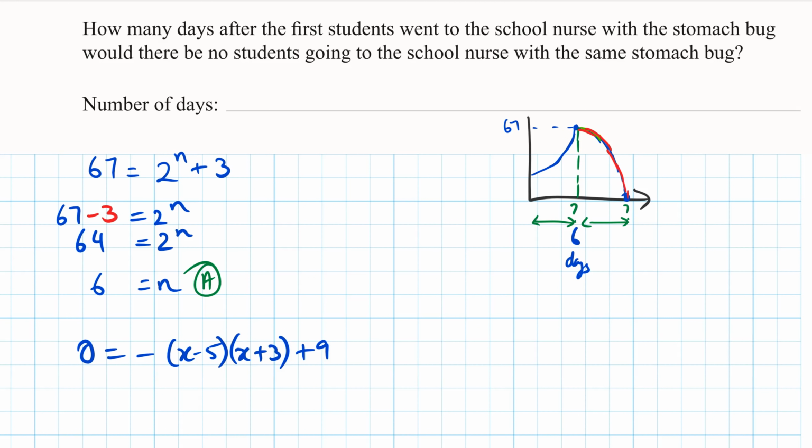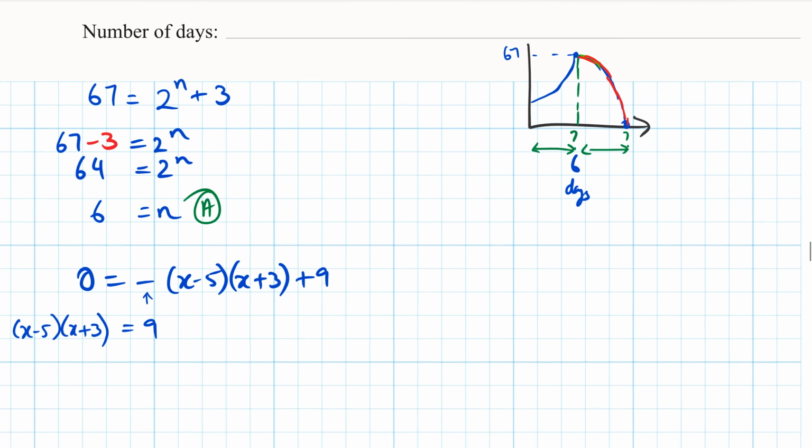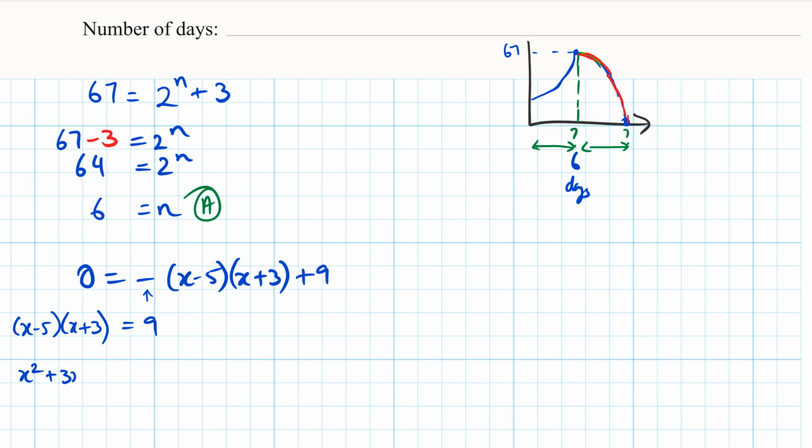There are two ways you can do this. One is you can rearrange and find out what x is, or you can chuck it straight into the graphics calculator. I'm going to do it the long-winded way. I'm going to take the negative (x minus 5)(x plus 3) to the other side. So x minus 5 stays as it is, x plus 3 stays as it is, but this minus disappears, and you're left with 9. Expanding the quadratic, I've got x squared plus 3x minus 5x minus 15 equals 9. So I've got x squared minus 2x minus 15, and 9 comes over to this side to be minus 9. That's equal to 0.